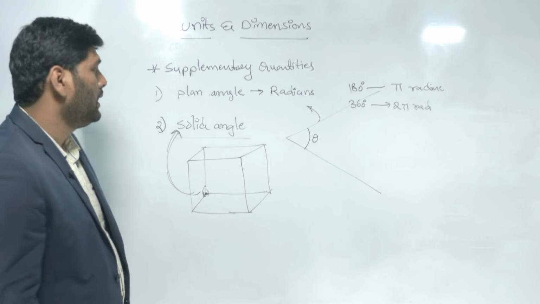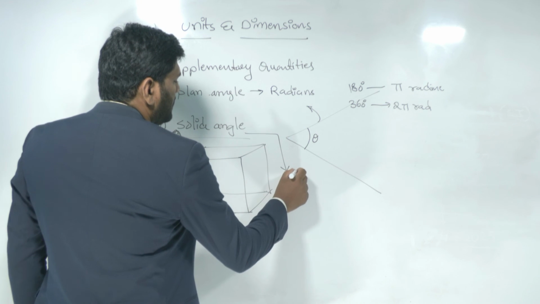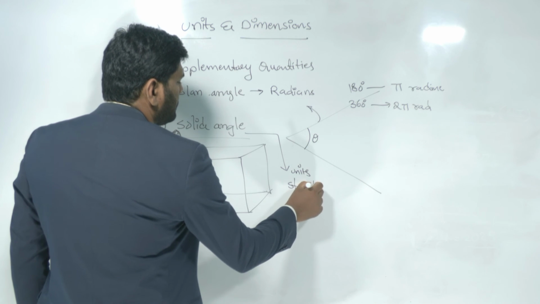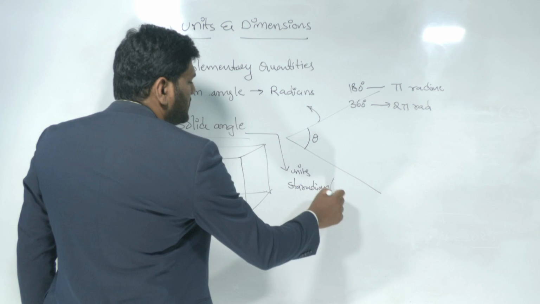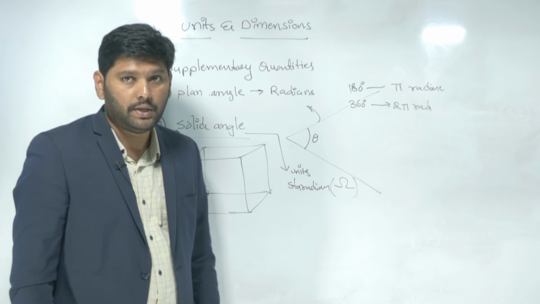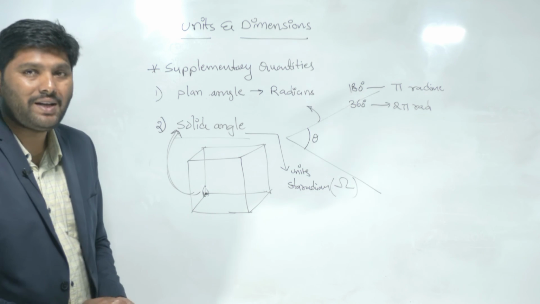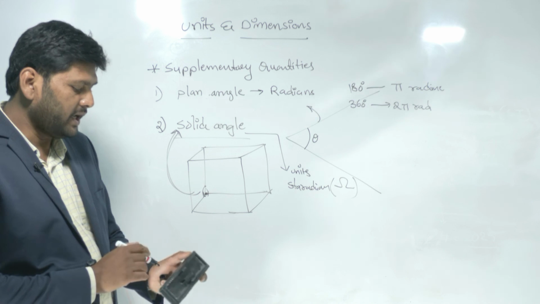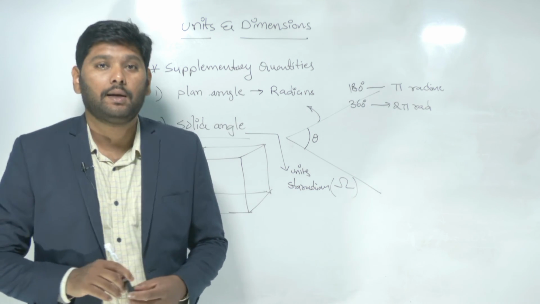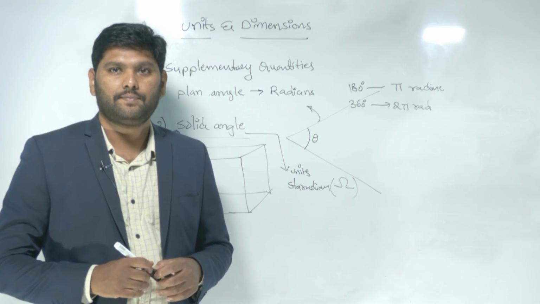I hope you understood. But what is the unit for the solid angle? The unit for the solid angle is nothing but steradian. Steradian is represented with omega. Understand? I hope you have understood what is this solid angle, what is this plane angle, what the system of units is, what these supplementary quantities are, and what the derived quantities are.